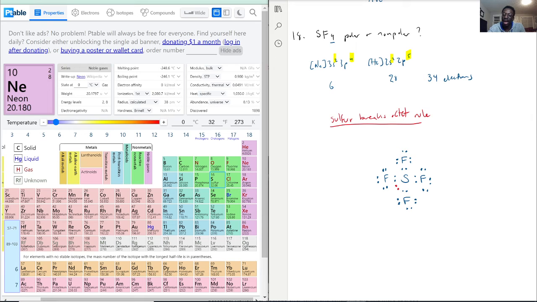And if you actually count the amount of electrons, each fluorine would have 8 electrons circling it, so that's 8 times 4, and then plus that 2 more.